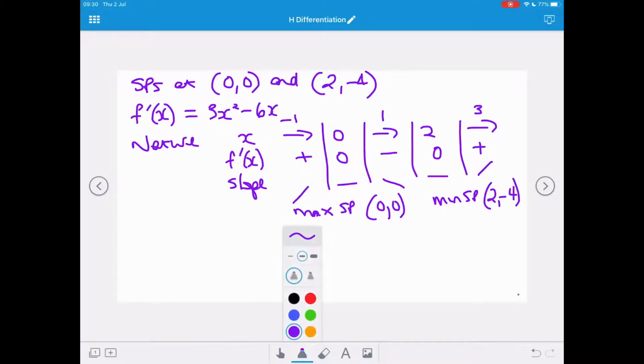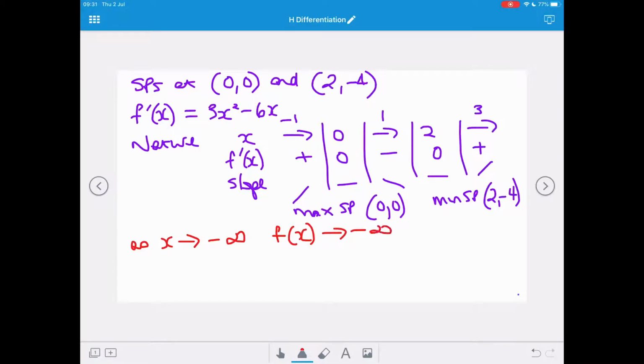So before we can connect all of our points together, we need to consider the behaviour of our curve for large negative and positive values of x. So as x tends to negative infinity, we know that our curve was f of x equals x cubed, which is going to be the main component. So f of x is going to tend to negative infinity too, because any number that's negative that's cubed is going to be a negative. And as x tends to positive infinity, f of x is going to tend to positive infinity.